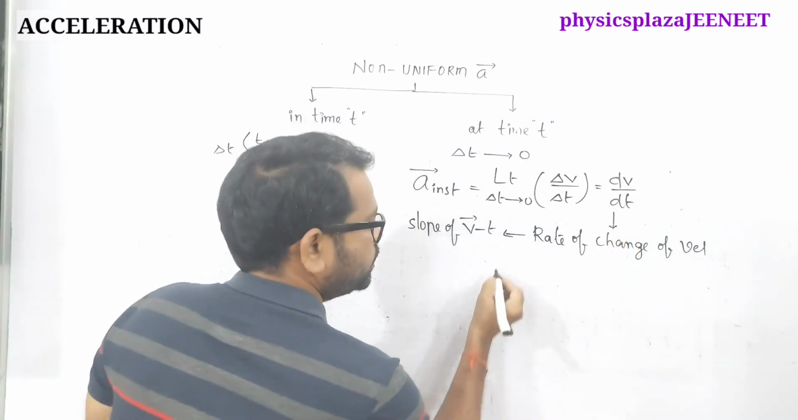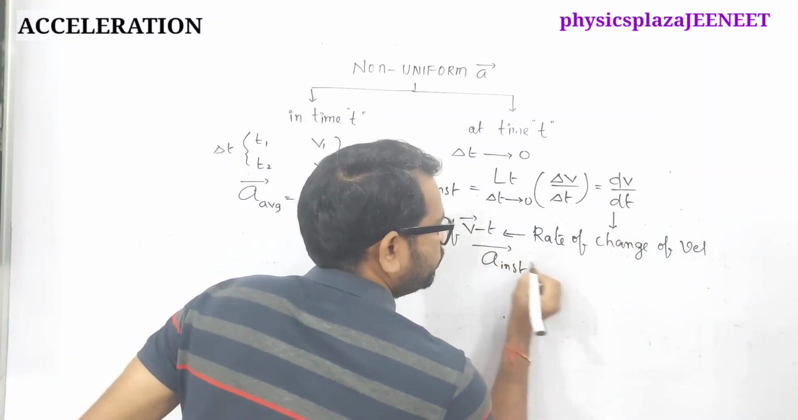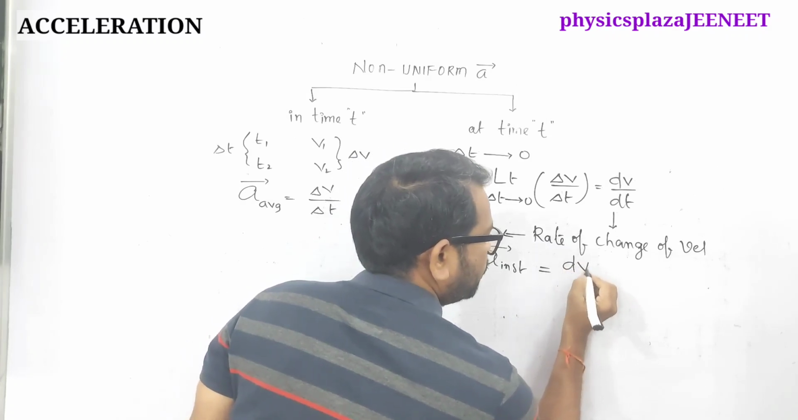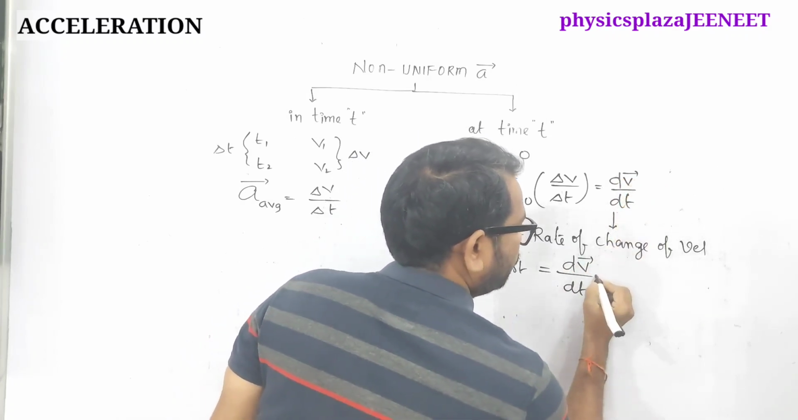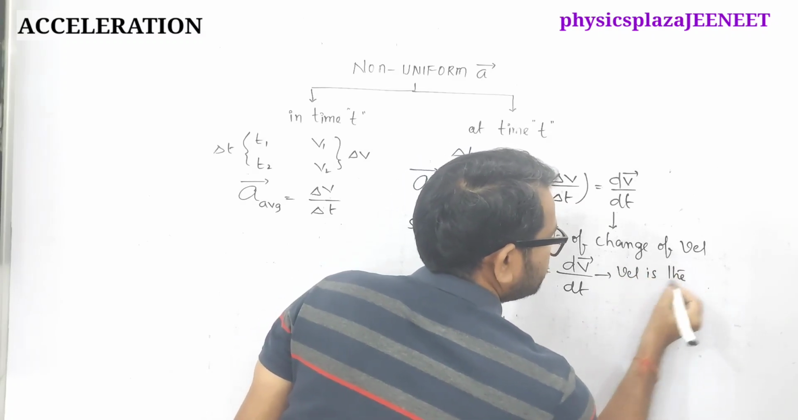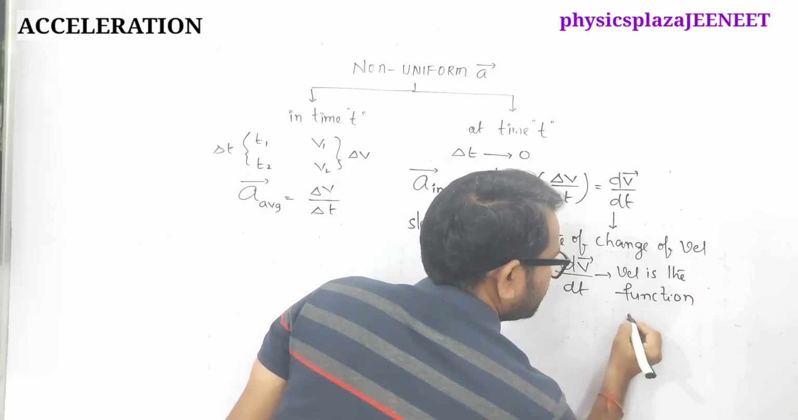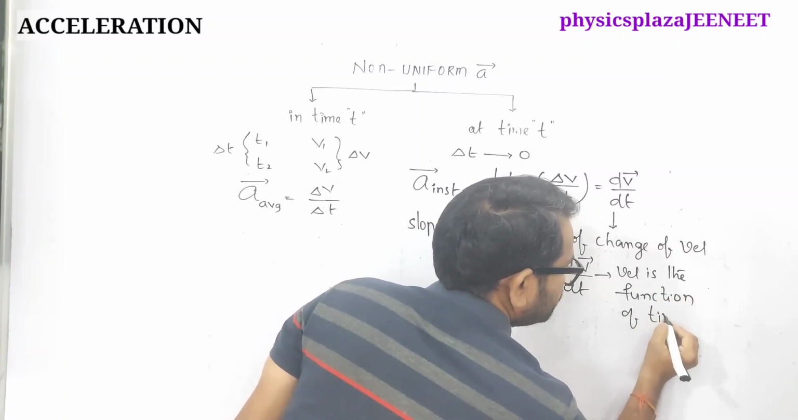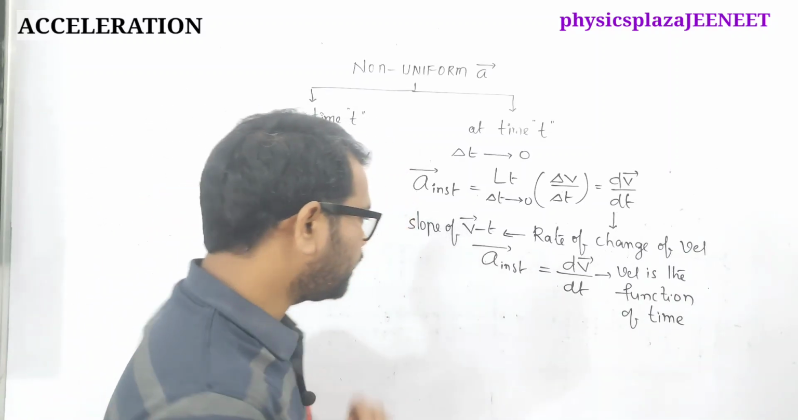Very important, children. As you are using instantaneous acceleration, you can calculate by using this formula only when velocity is a function of time. Velocity is a function of time, which means velocity should change with respect to time. Then only you can use this formula. If not, look here, children.